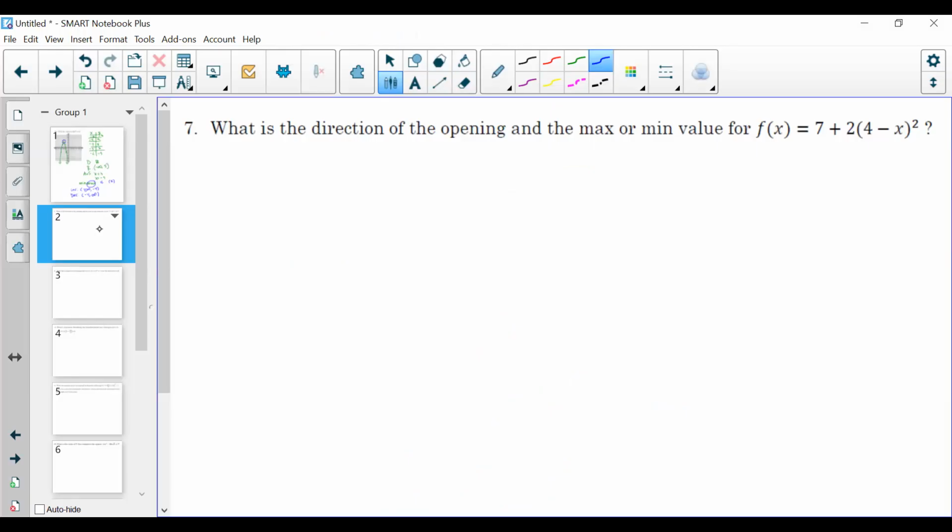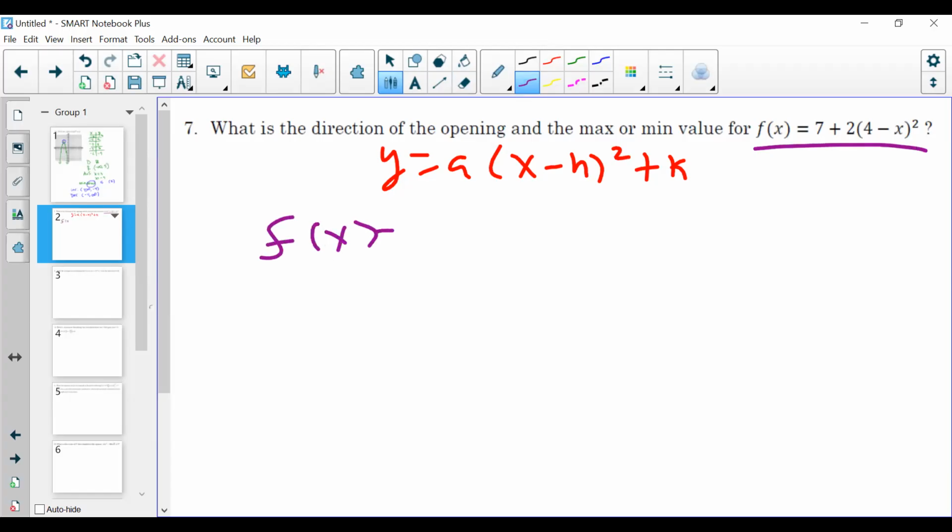Number 7, we're asking what is the direction of the opening and the max or min value for this quadratic. Anytime you have a quadratic like this, I always try to put it in vertex form: y equals a times (x minus h) squared plus k. I always want to put it in this form first. So I'm going to take this f of x and fix it to put it into that form. f of x is 2 times (negative x plus 4) squared plus 7. I don't want any coefficient in front of x, so I can factor out that negative.